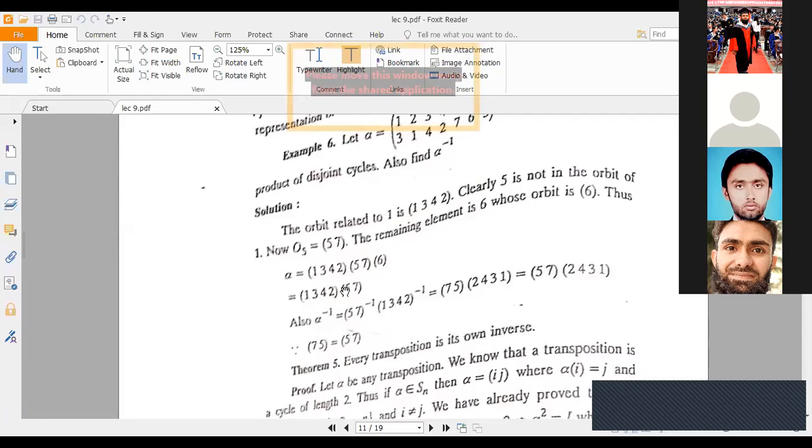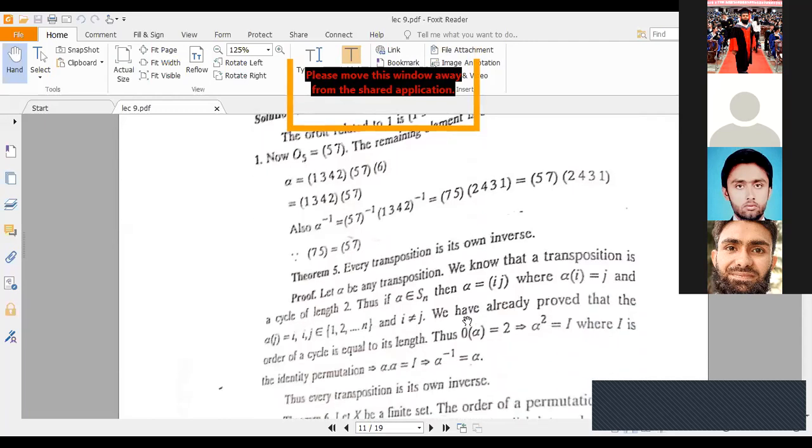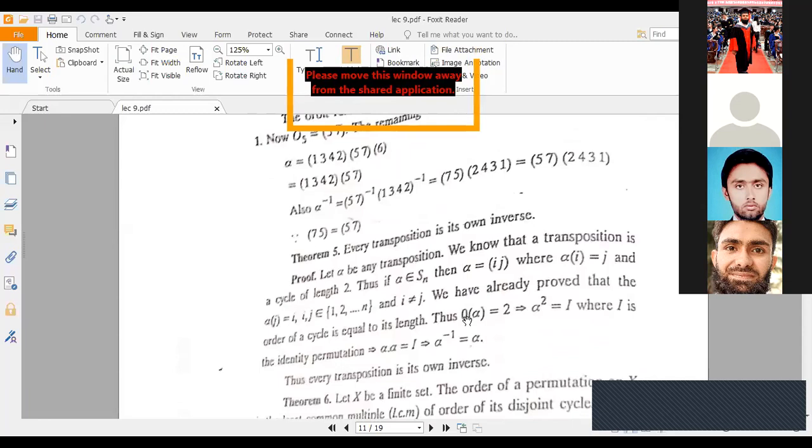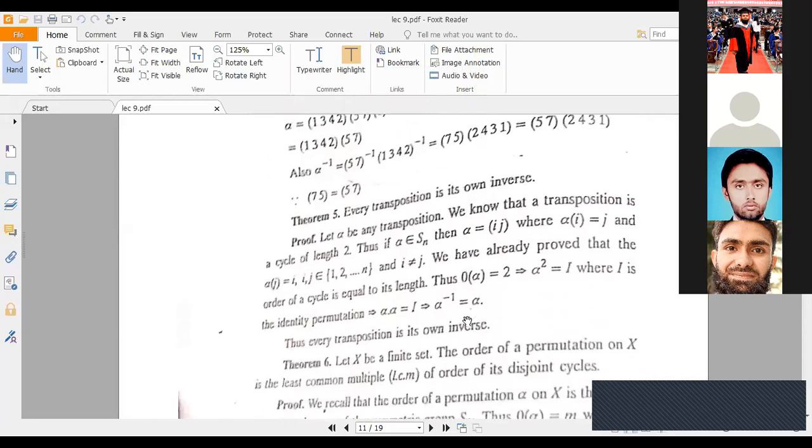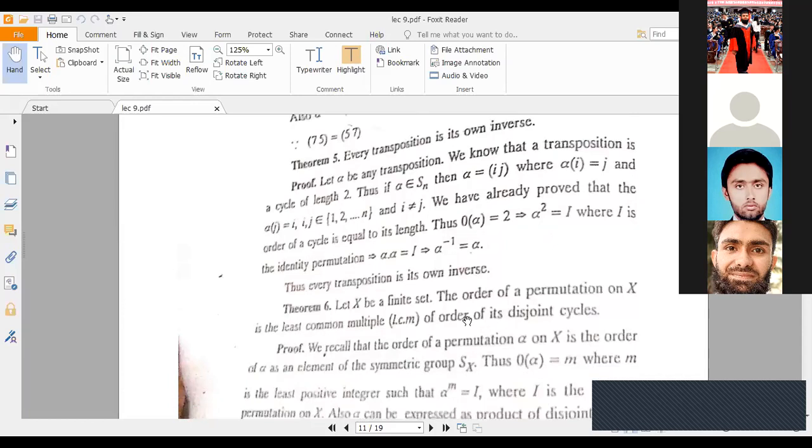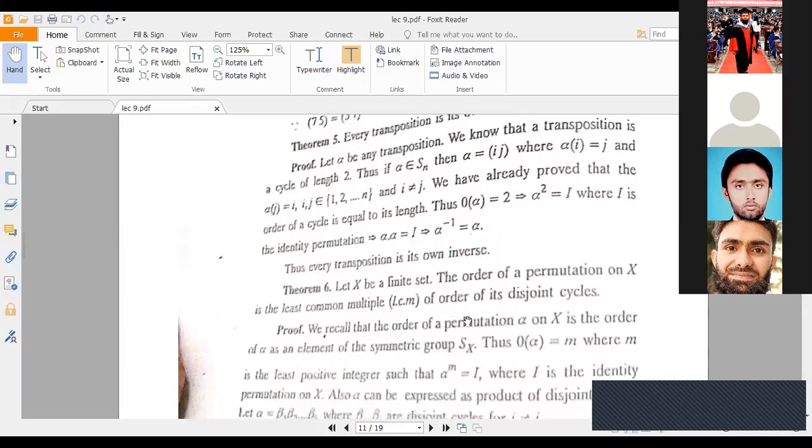And every transposition is its own inverse. What is a transposition? A transposition is any cycle of length 2. Means every transposition is its own inverse. Inverse means alpha into alpha equals I. It means alpha inverse equals alpha. Thus every transposition is its own inverse. Now theorem number 6.